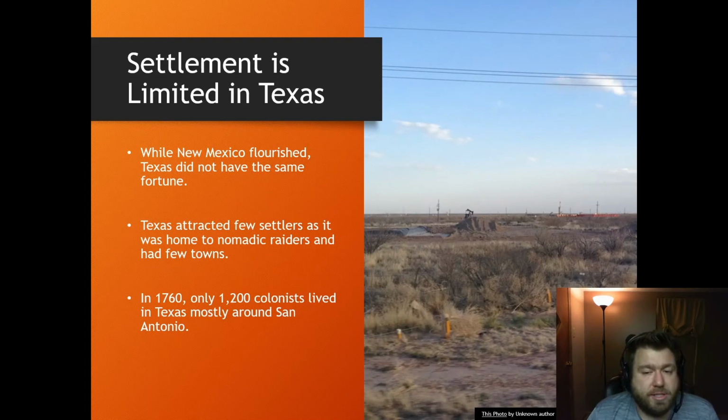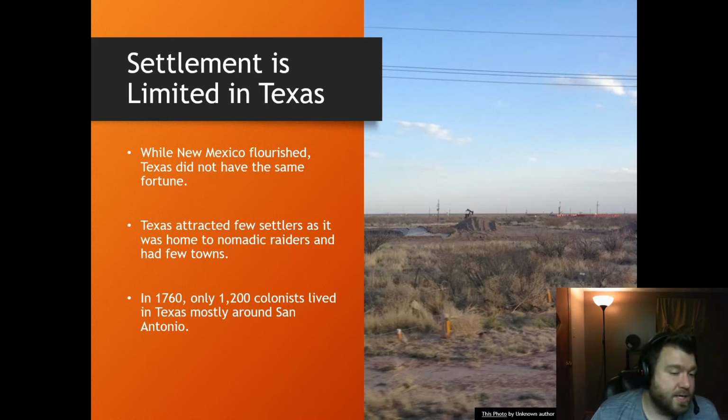Settlement is limited in Texas. While New Mexico flourished, Texas did not have the same fortune. Texas attracted few settlers as it was home to nomadic raiders and had few towns. In 1760, only 1,200 colonists lived in Texas, mostly around San Antonio. Now, Texas, as we know it today, is one of the most populated states.